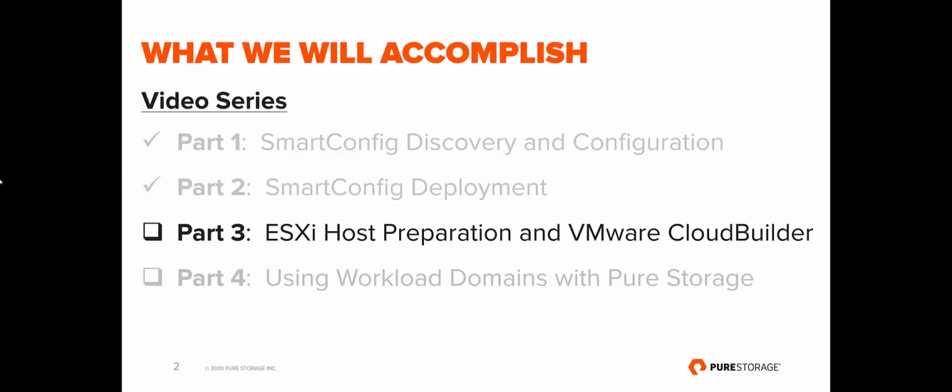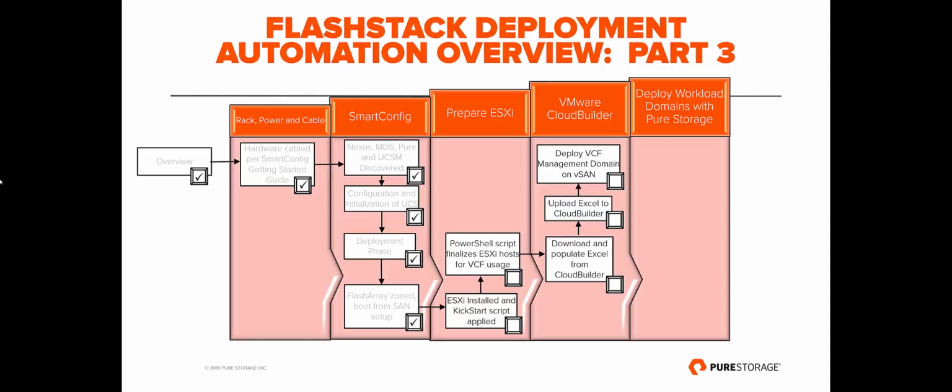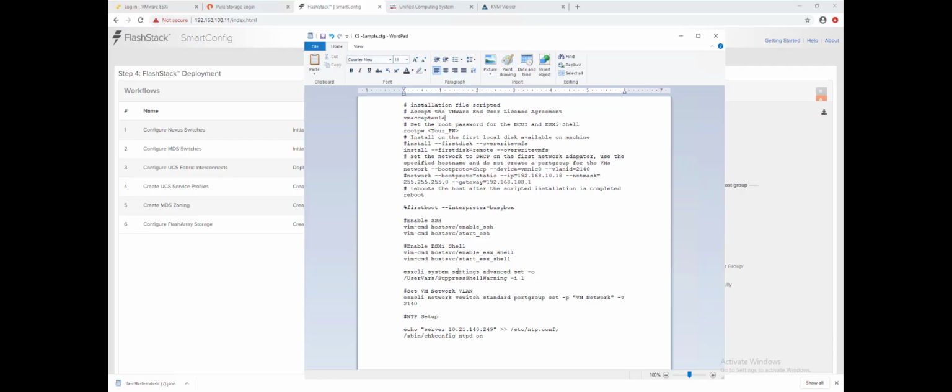Welcome back. This is part 3 in our 4-part demo series about FlashStack Automation with Cloud Foundation and SmartConfig. In this phase, we're going to talk about the intermediary parts. So we've got ESXi hosts that have been built by SmartConfig. Now we're going to automatically prepare them for use within VMware Cloud Foundation, and then show deployment of SDDC Manager.